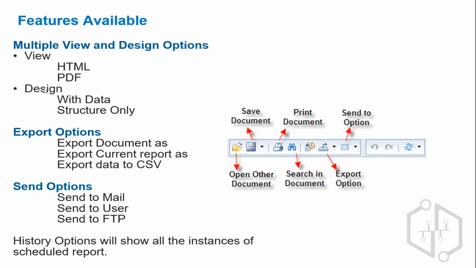If you see, view HTML, PDF, design with the data or with structure. Design mode, we have two options, like we can design with the data being there in the report, or we can only keep the structure and we can design the reports. Export option, export document as, export current report as, export data to CSV. These are all the options available. Send option, send to mail or send to user or send to FTP.